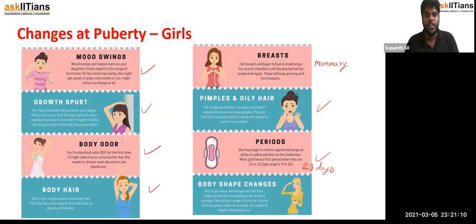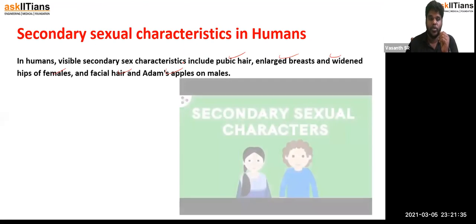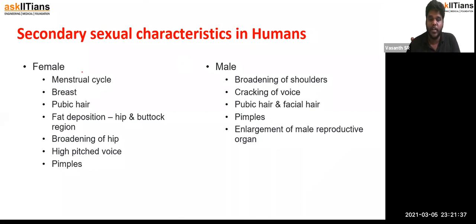So these are the puberty changes that girls will be undergoing during the process of puberty. The next thing we're going to talk about is secondary sexual characteristics. The secondary sexual characteristics are something in detail to what we have just seen: pubic hair, enlargement of breasts, widened hip in females, and facial hair and Adam's apple in men. When we see a table for that, it clearly includes menstrual cycle, breast enlargement, pubic hair, fat deposition, broadening of hip, high-pitched voice, which is for female, and pimples.